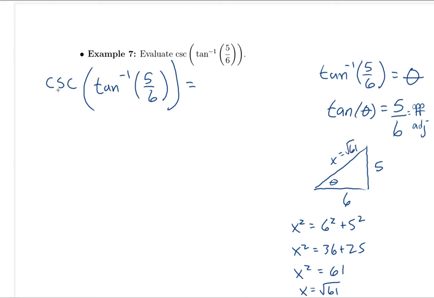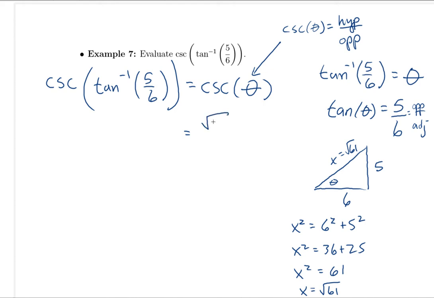So when we take the cosecant of this, we're really taking the cosecant of the theta that we've drawn in the triangle. Cosecant, remember, when we're talking about triangles, is hypotenuse over opposite. It's the reciprocal of sine. So hypotenuse over opposite would be the square root of 61 over 5.